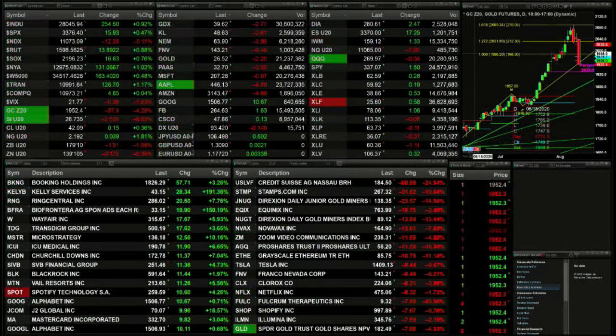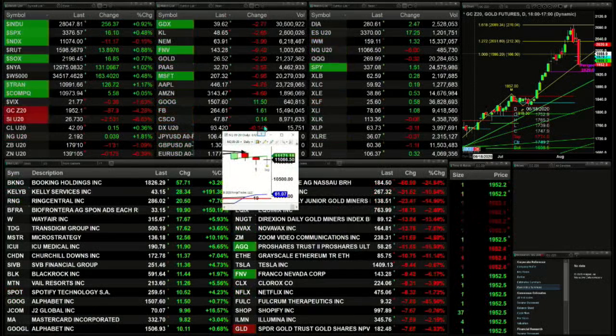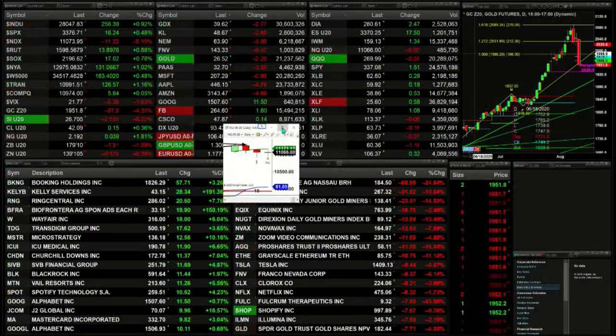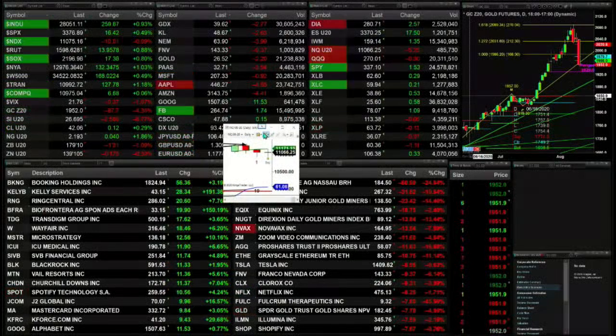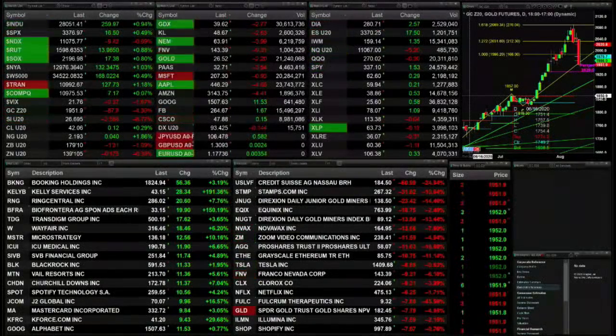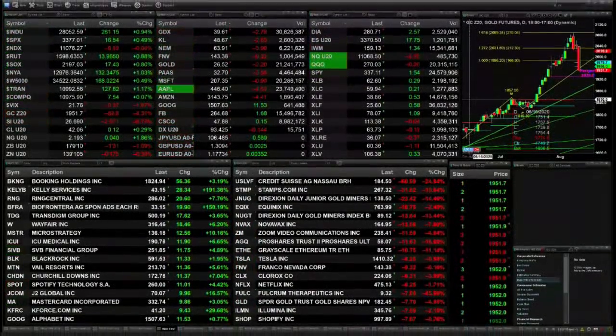I'll do it here real quickly. And what we'll see here is that on Friday's candle session, that was the bearish reversal candle. That was called a key reversal candle. So the NDX 100 has already given us the topping signal. It's all the other indices, the S&P, the Dow, the Russell 2000, that need to do the same.